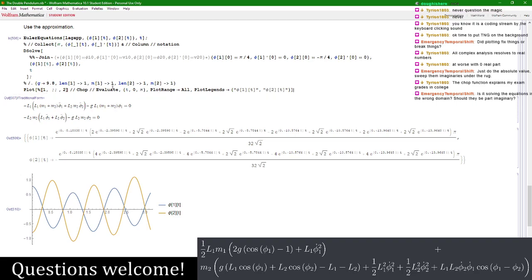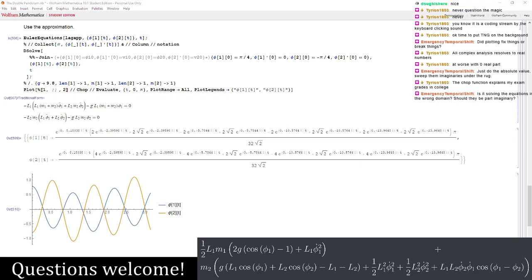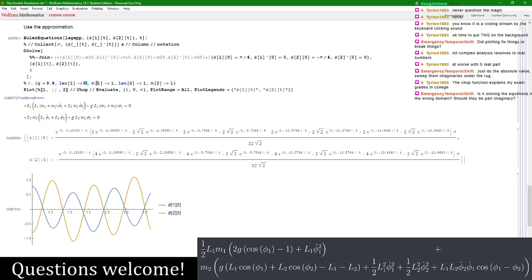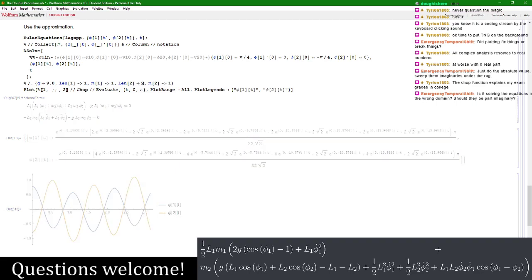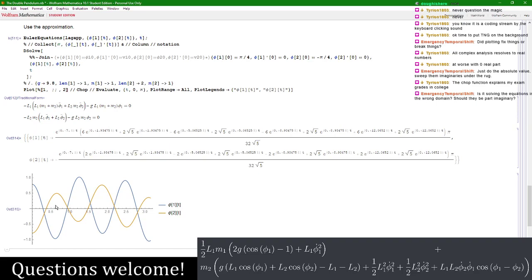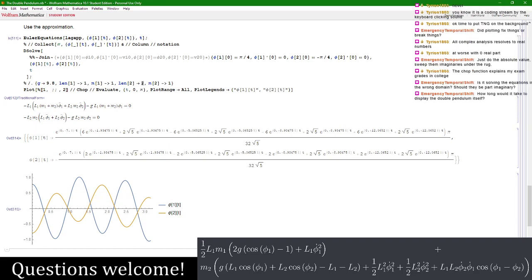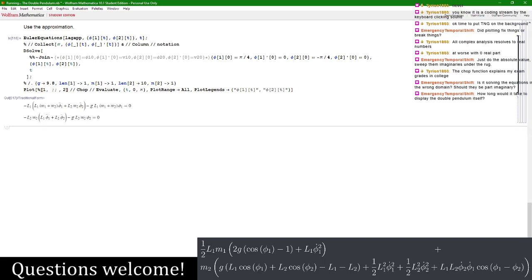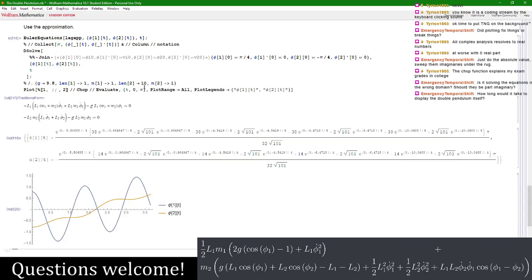Now usually what I like to do at this part of my investigations is play around with the values. So what if we make the length of the second rod twice as long as the first one, while keeping the masses the same? Look at that. Whee! What if we make it 10 times as much? How long would it take to display the double pendulum itself? Ooh, look at that. We have some, I think, underdamped behavior. So that's something we can do.